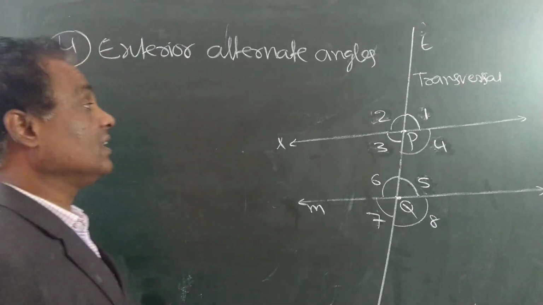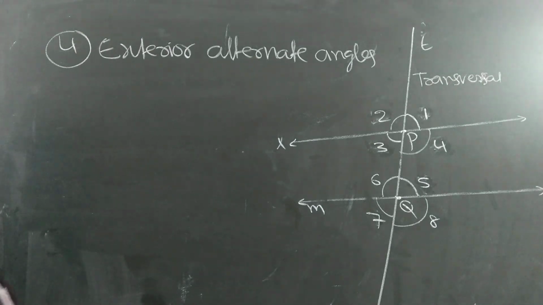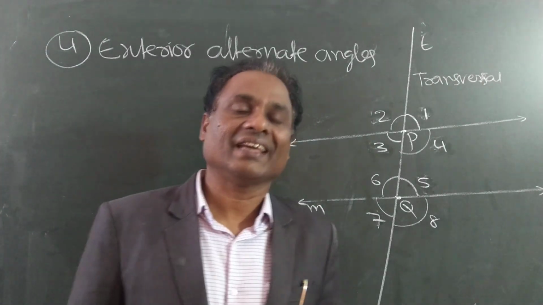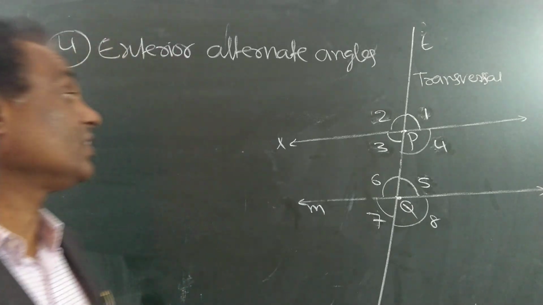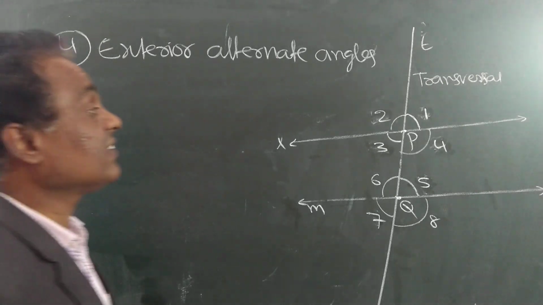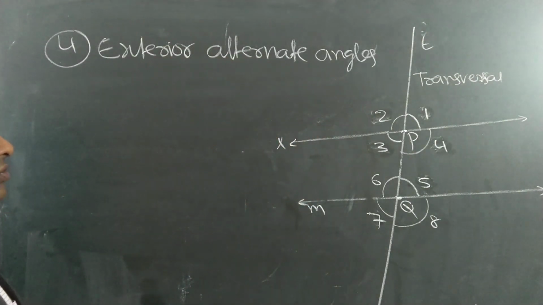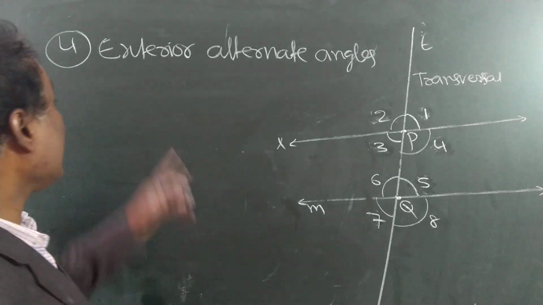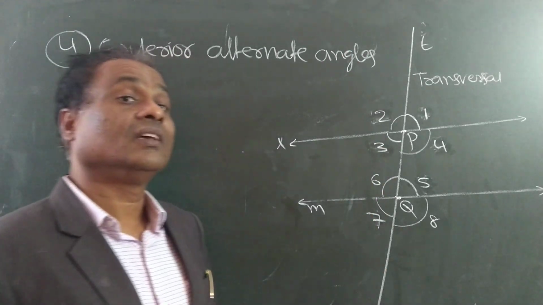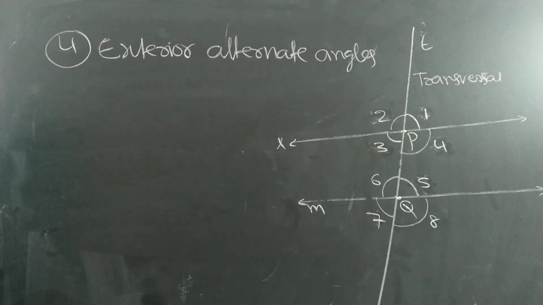Write down. The exterior angles on the opposite sides of the transversal are called exterior alternate angles.